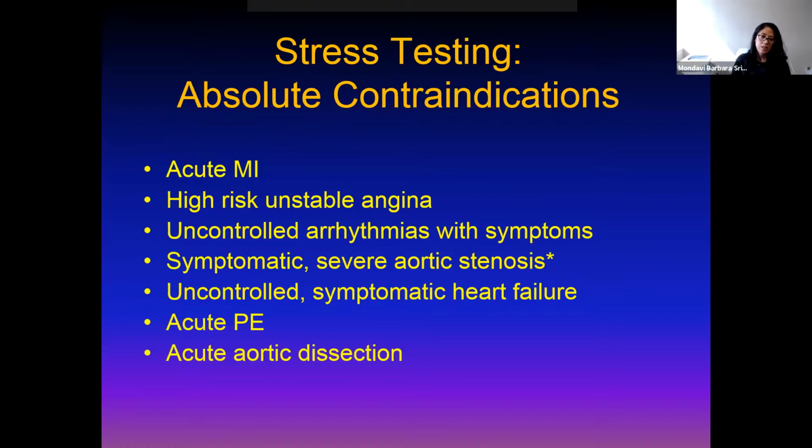And who do we not stress test? So absolute contraindications, important to note, and these get screened all the time before a patient is put on a treadmill or undergoing a pharmacologic stress. So patients who are having an acute MI, they have unstable angina symptoms or uncontrolled arrhythmias.